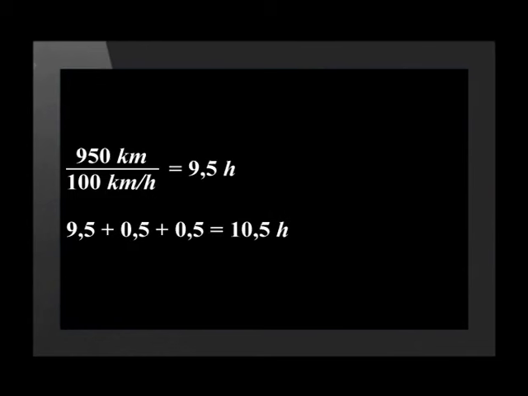This means that if they start the trip at 8 a.m., they will reach East London 10.5 hours later. This means they would arrive at 6:30 p.m.